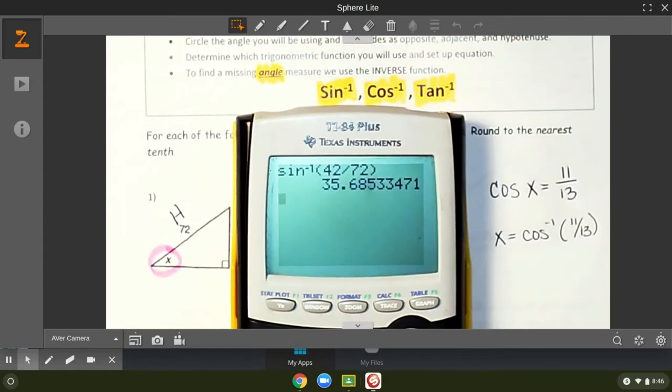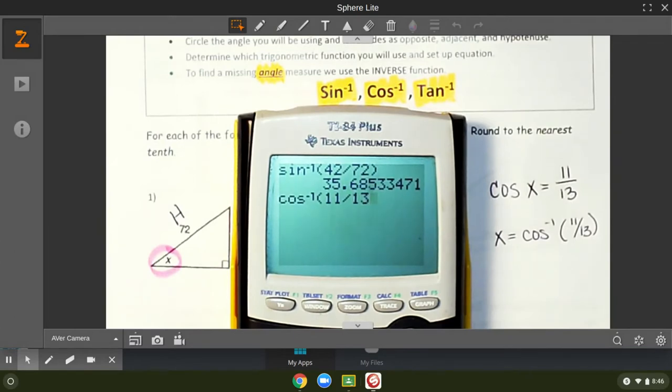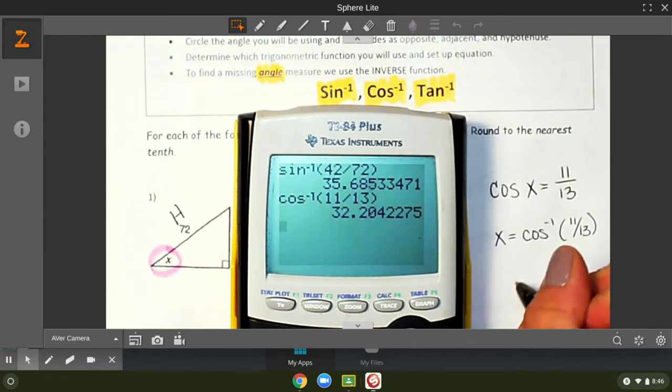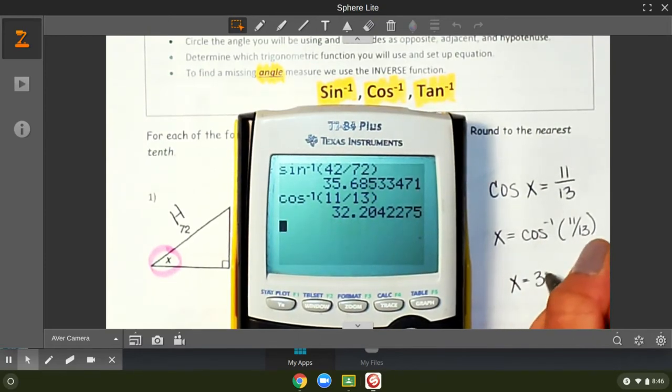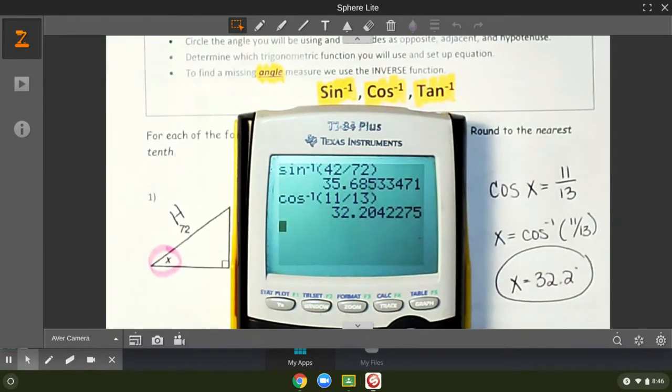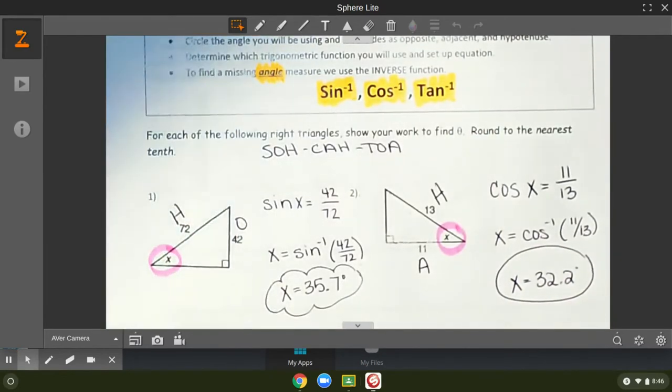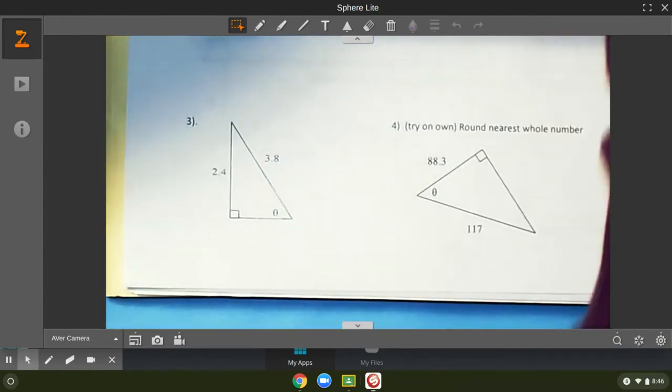Okay, so back to the calculator, you hit the second cosine, and then 11 divided by 13. And our angle measure to the nearest tenth is going to be 32.2. Look at the number behind the 2. It's a 0, so that means the 2 is going to stay the same. So 32.2 degrees is our solution. Okay, let's move down then to example number 3.